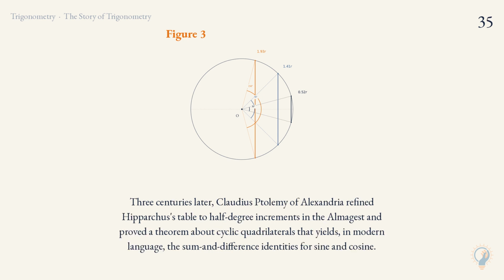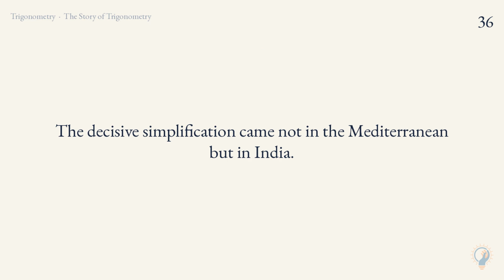3 centuries later, Claudius Ptolemy of Alexandria refined Hipparchus's table to half-degree increments in the Almagest, and proved a theorem about cyclic quadrilaterals that yields, in modern language, the sum and difference identities for sine and cosine. The decisive simplification came not in the Mediterranean but in India.